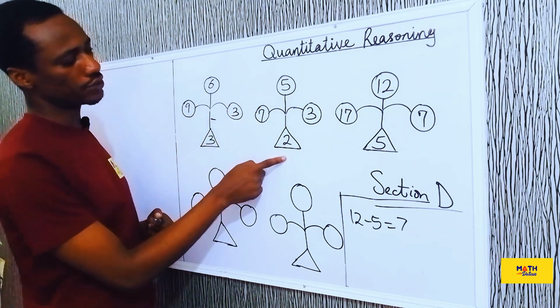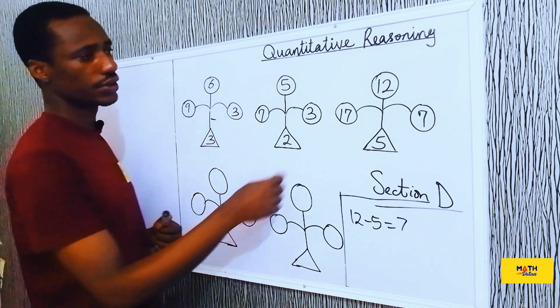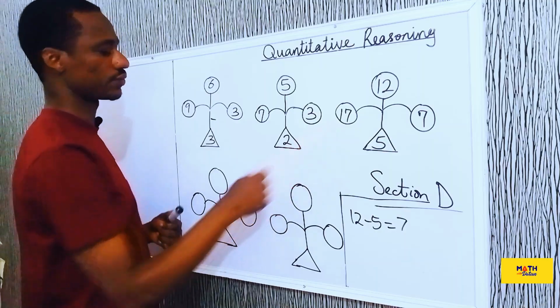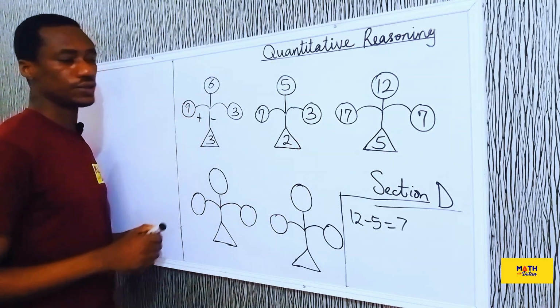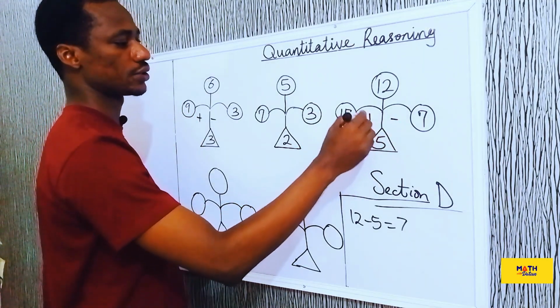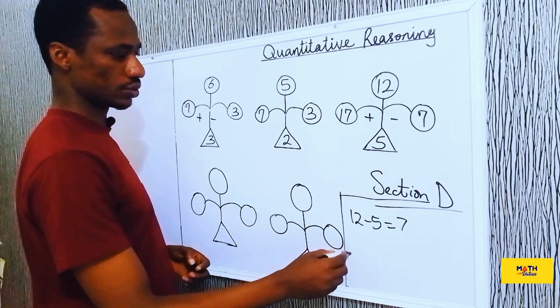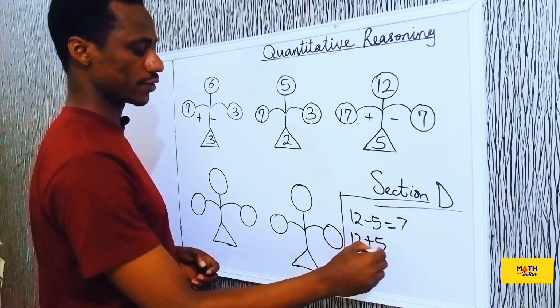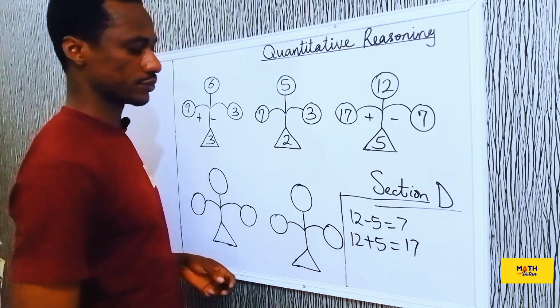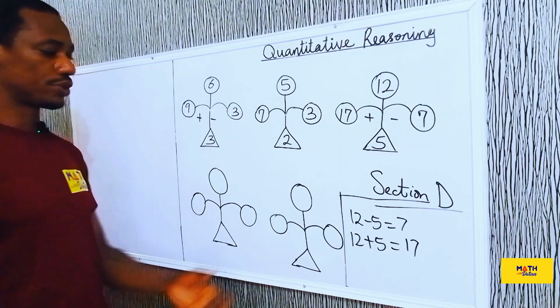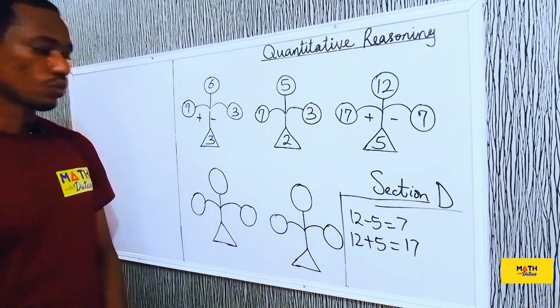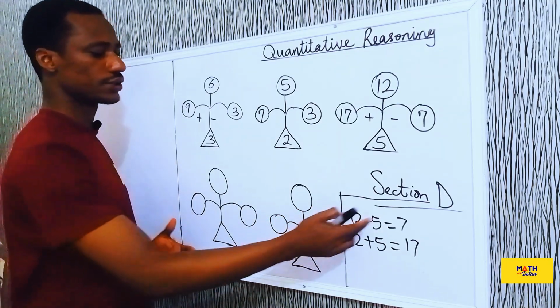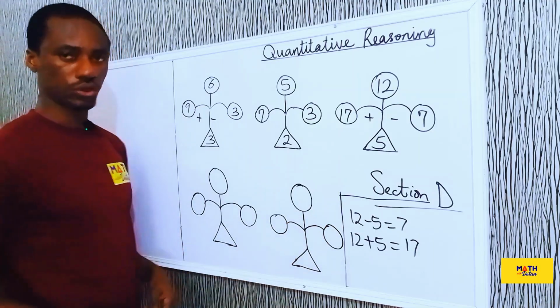So 5 plus 2, 7. 12 plus 5, 17. Okay, so confirmed. This is subtraction and this is addition. So then you have 12 plus 5 equals 17. So we can reverse our operation here, and then we'll be able to get 5 and then get 12.